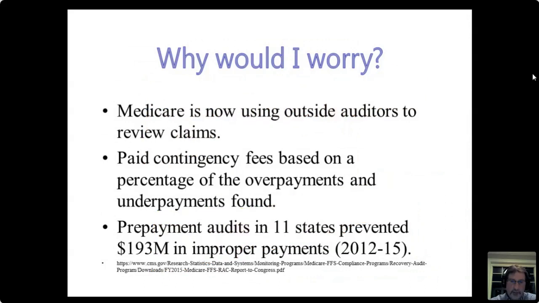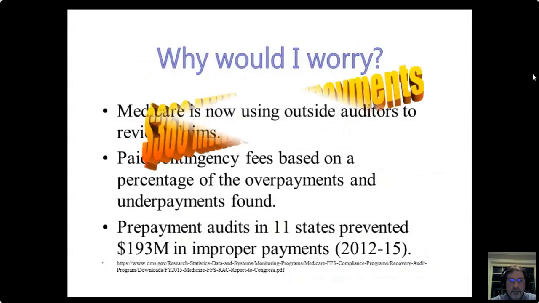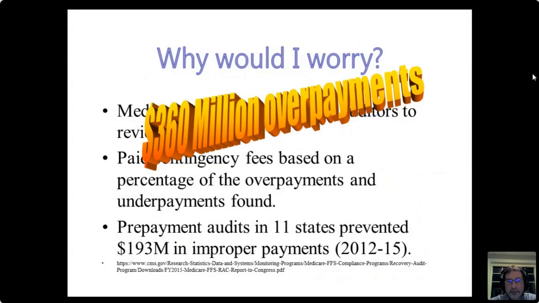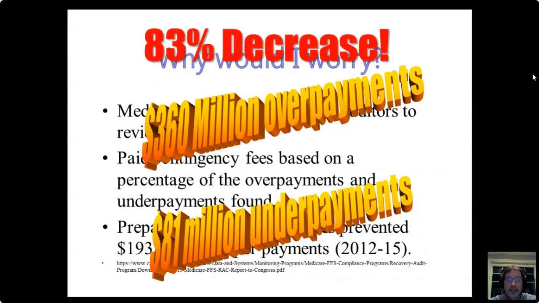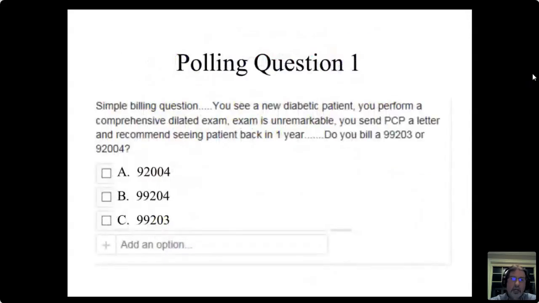So when 2016 rolled around and I was doing the same talk, I went through my research looking for the same numbers to present. This is the same slide, but you can see that the prepayment audits actually prevented 4 times as much in improper billings. So they really ramped that up. Now you see they only found $360 million in overpayments, along with $81 million in underpayments. So both of those went down, and we saw an 83% decrease. This program not only found the overpayments and returned that money to Medicare, but it also deterred practices from overbilling. Of course Medicare sees that as a win too, since they're not getting as many overbilling issues. So we're going to go to our first polling question.